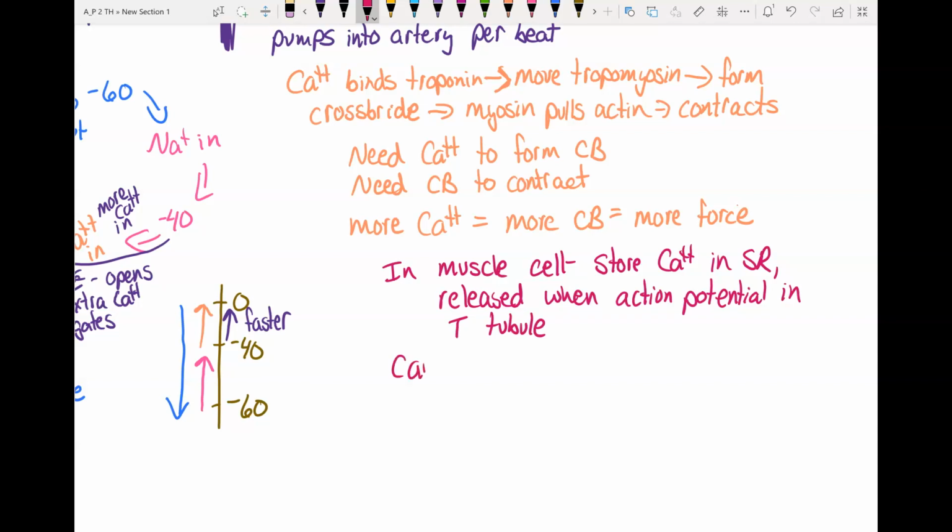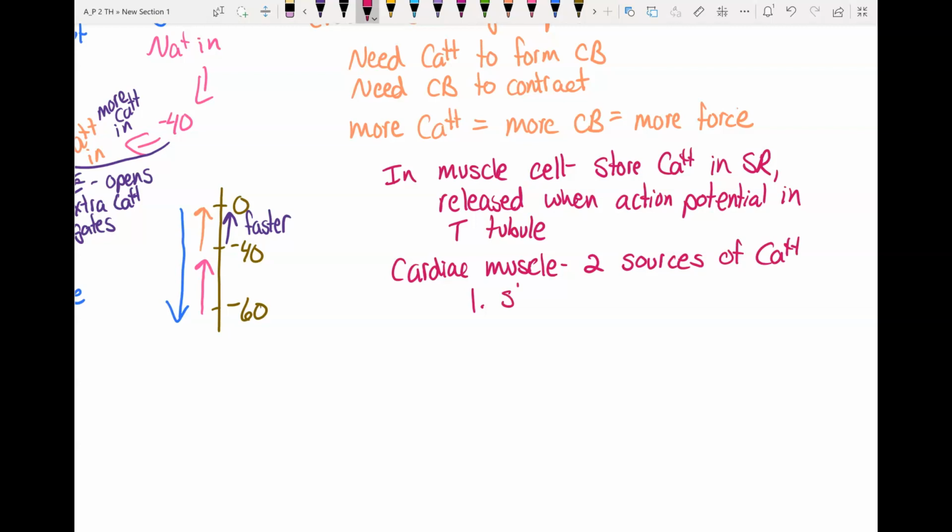In cardiac muscle, you have two sources of calcium. So you have calcium that is stored in the sarcoplasmic reticulum, just like you learned about with skeletal muscle. So when that action potential from the node reaches the cardiac muscle cell, it's going to stimulate the sarcoplasmic reticulum to release that stored calcium, just like you learned about back in chapter 10. But you also have a second source. Extracellular calcium will enter the muscle cell.